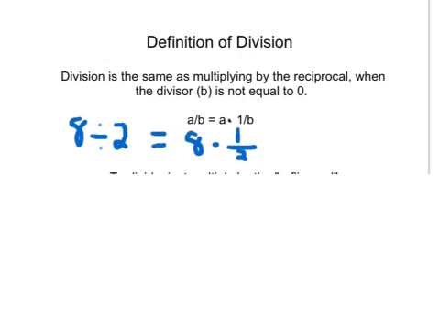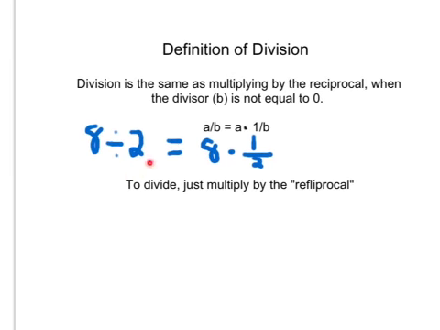So dividing, essentially, is the same as multiplying by the reciprocal, or multiplying by the refliprical. So you can take the second number, change it to a multiplication problem, and flip it over. If I want to do 8 divided by 2, I could change it to a multiplying problem, and multiply it by the reciprocal of the second number. Okay, so let's do some examples.